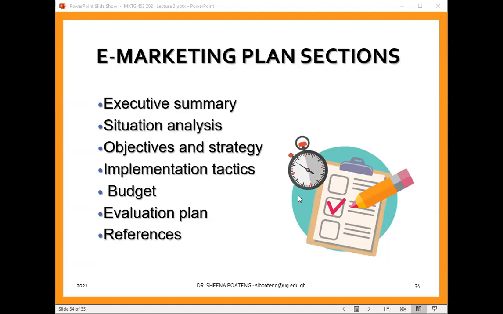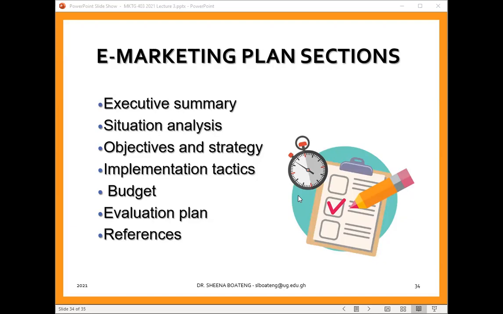So based on that, you come out with the next section, which is referred to as the objectives and strategy section. Based on the situation analysis that you conducted, after what you learned about the micro and macro environment, the strengths and weaknesses you identified, the opportunities and threats that you saw, the firm's general marketing plan and what they hope to achieve, the firm's e-business plan and what they hope to achieve, what objectives are you setting for your e-marketing strategy, right?